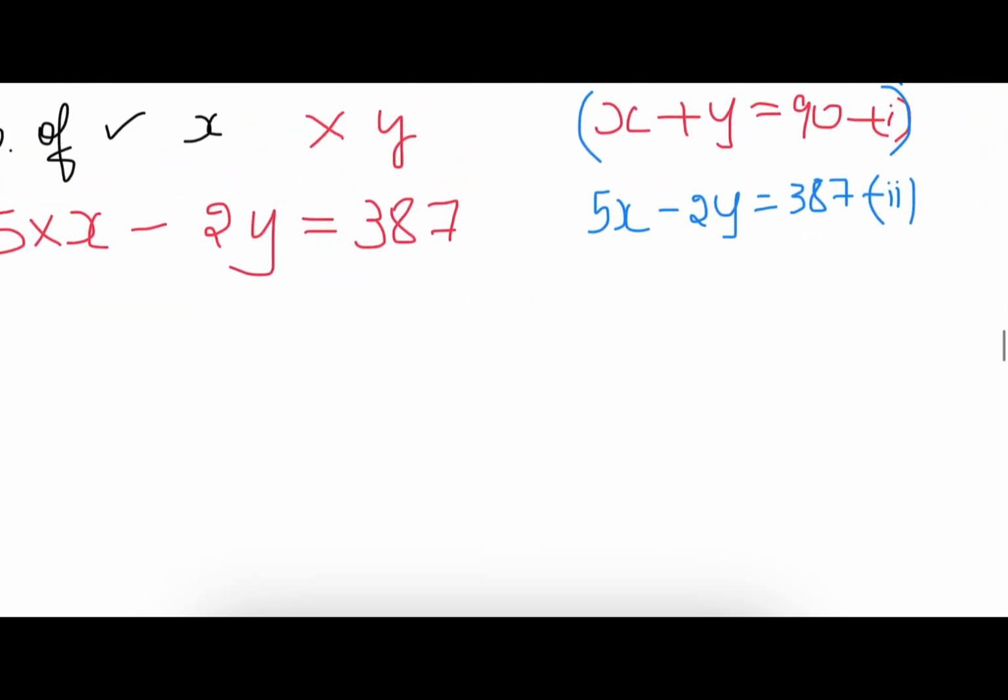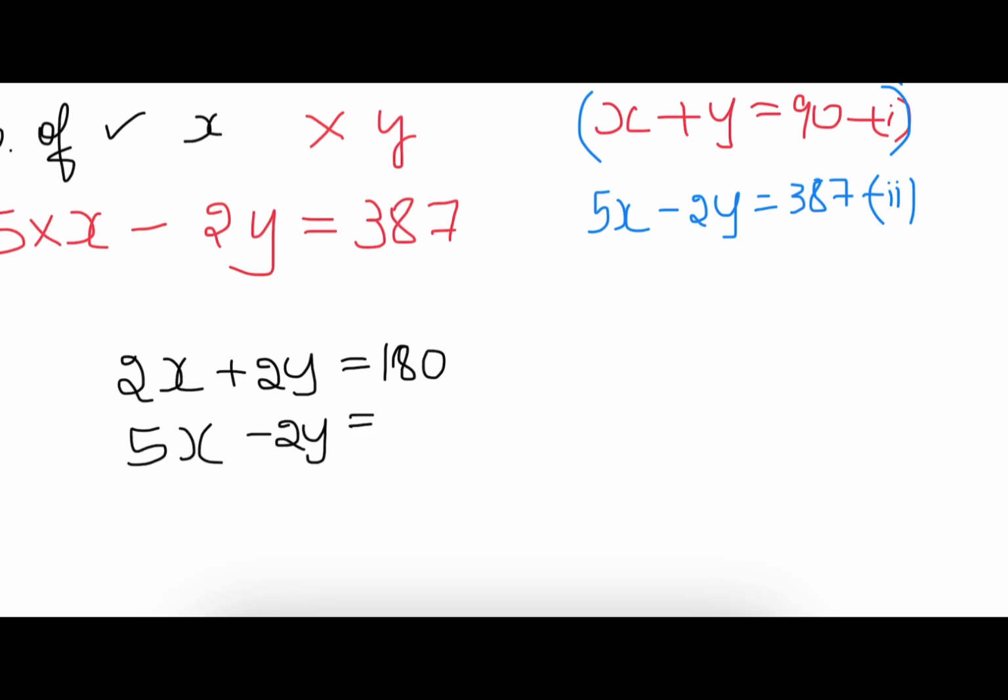So I'm just going to solve this. I hope you're doing it simultaneously. 2x plus 2y is equal to 180. So even the RHS we should multiply by the same number. 5x minus 2y is equal to 387. So add both the equations. So plus y minus y gets cancelled when we add both of these.